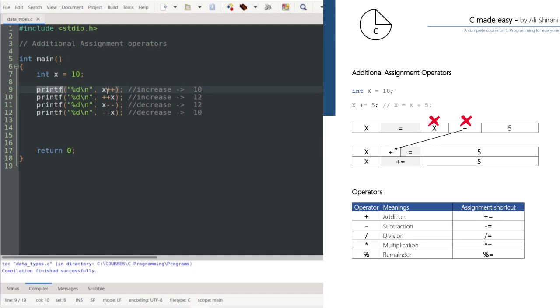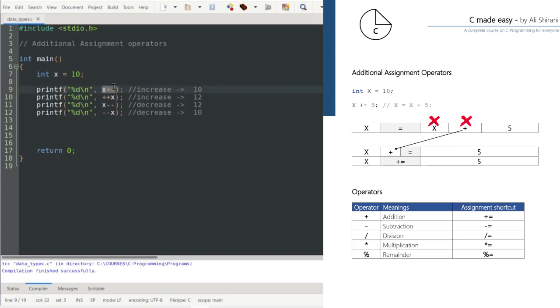So x plus plus means, because it is appended, it's after the x. This operator is put after the x. That means the parent statement is going to use the x, and then after it is being used, the statement is going to execute and the value will be added to it. The same way, plus plus x means increase it before the parent statement uses it.